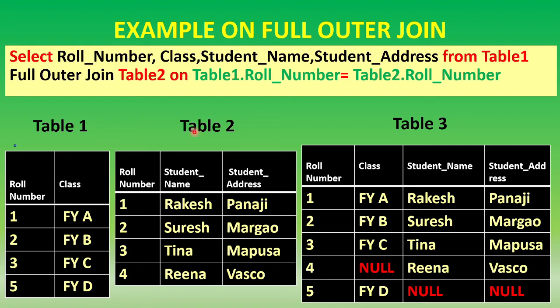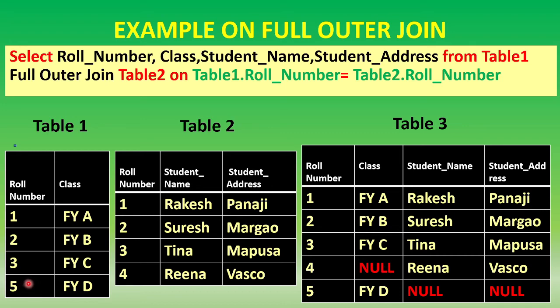Now roll number 4 is there in table 2 but it is not there in table 1, but it is a full outer join. So table 3, that is the output table, will have a record for this roll number 4. So roll number 4 will come in the output table. Then student name Rina will come and student address Vasco will also come in table 3. And for class, there is no roll number 4 and his class is not there in table 1. So in the class column null is put for the roll number 4 record, because there is no roll number 4 in table 1. So there is no class for that. So here null will come.